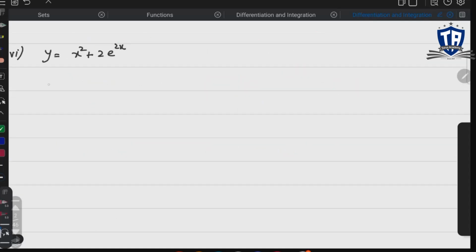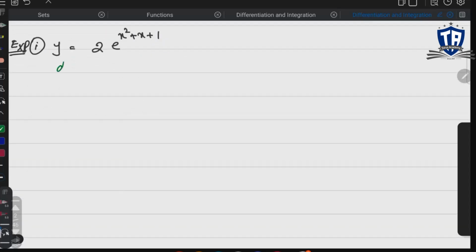In the next example, this expression consists of two terms. The first term is x square and its derivative is simple. By using the power rule, you multiply the power with the coefficient and subtract 1 from the power, and 2 minus 1 is 1. The next term of this expression is exponential. We write the exponential function as it is, and then we take the derivative of the power, which is 2. So finally, our answer is 2x plus 4e power 2x.